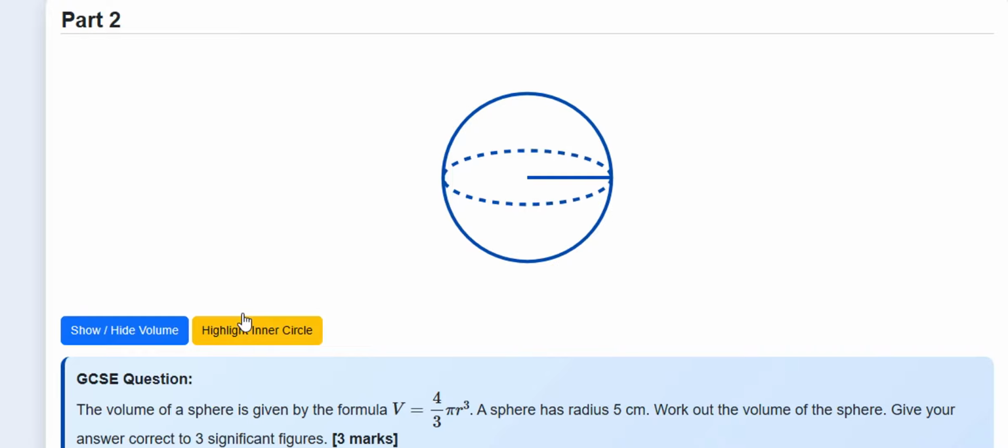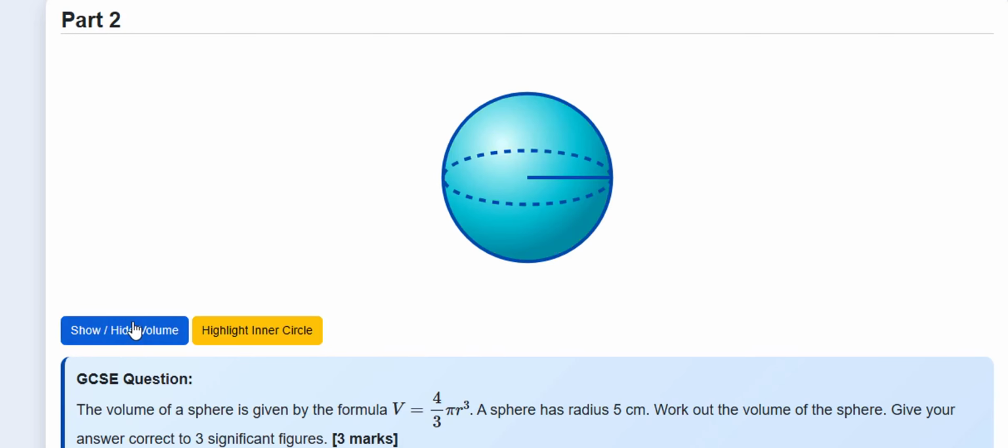Can we try another example? Here you are told the volume of a sphere is given by the formula. We already know the formula. The sphere has a radius of 5 centimeters. Then work out the volume of the sphere. Give your answer correct to 3 significant figures.